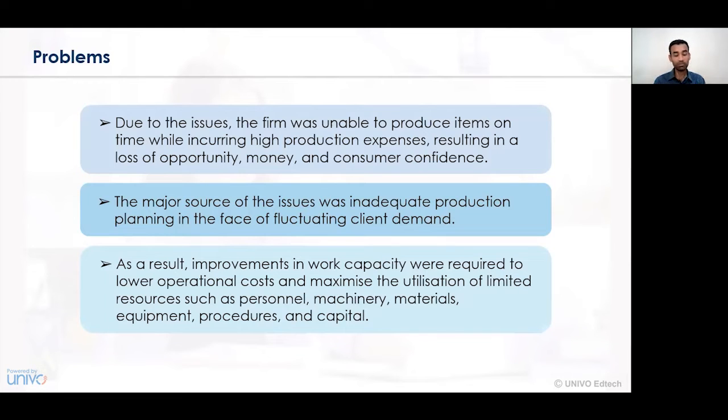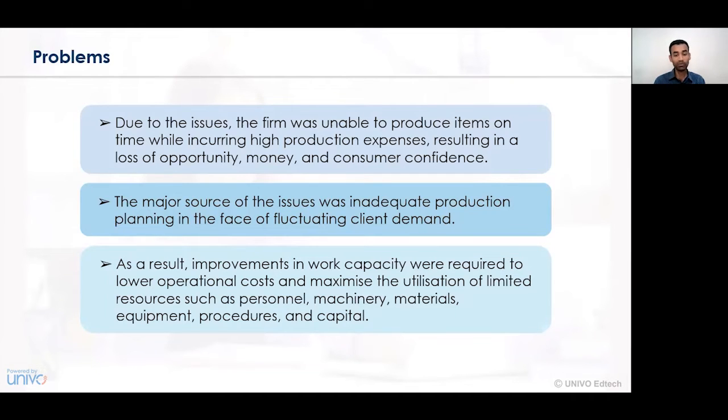The major source of this issue was inadequate production planning in the face of fluctuating client demand. So it was observed in the case study that there was no aggregate production planning being implemented or incorporated. So for this concern, when we say that forecasting and planning of goods and services is essentially required, here in this case, the company was failing to implement a forecasting plan.